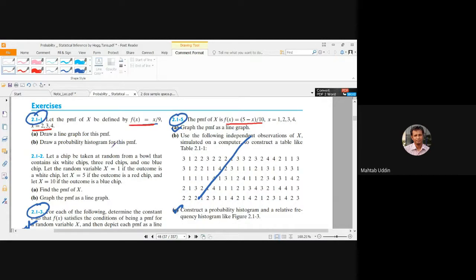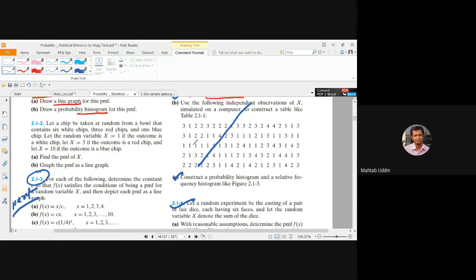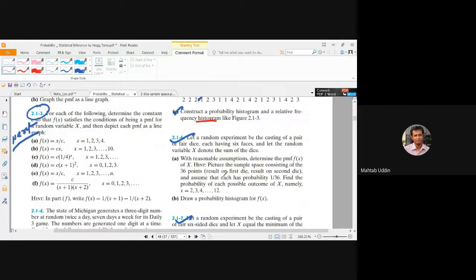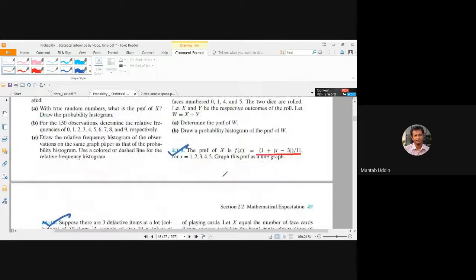Then just using the probabilities, draw the line graph and histogram, nothing else. All three maths are the same. Input x equal to 1, 2, 3, 4, get the probabilities, then draw the line graph and histogram, nothing extra here. So I'm going to give them as homework. Similar here. Just put x equal to 1, 2, 3, 4, 5. Only the line graph is asked, but I asked you to find also the histogram.